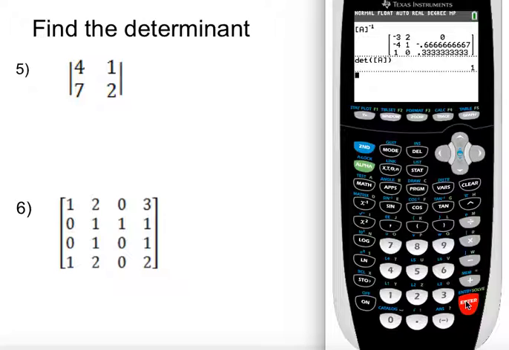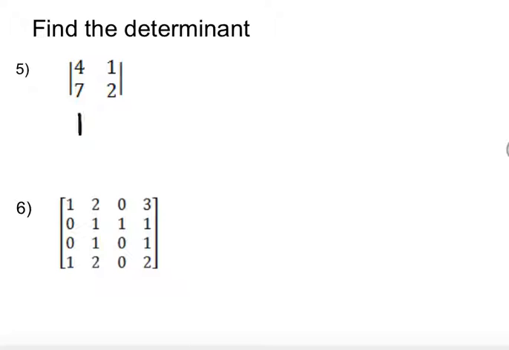But we already knew that because AD, which is 8, minus BC, which is 7, gives us 1. It's a whole lot easier to do it by hand in this case, but that's how you do it. You go to the DET of your matrix, 4, 1, 7, 2, and it gives you an answer of 1.